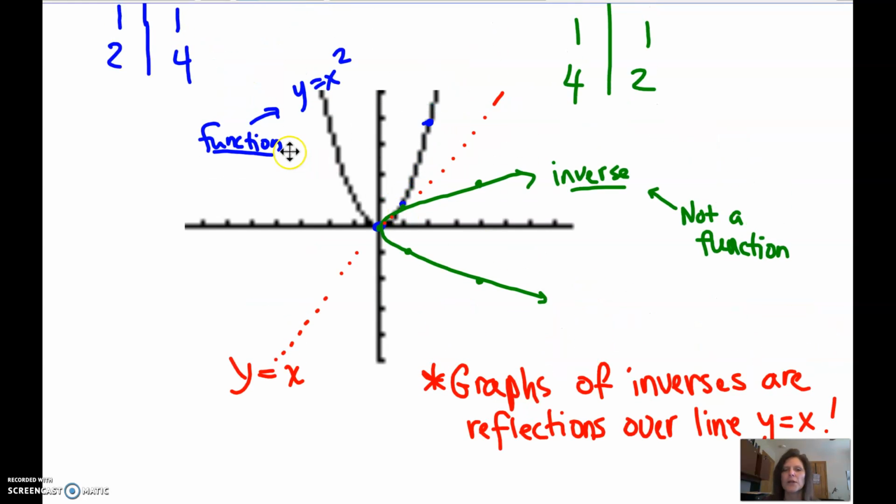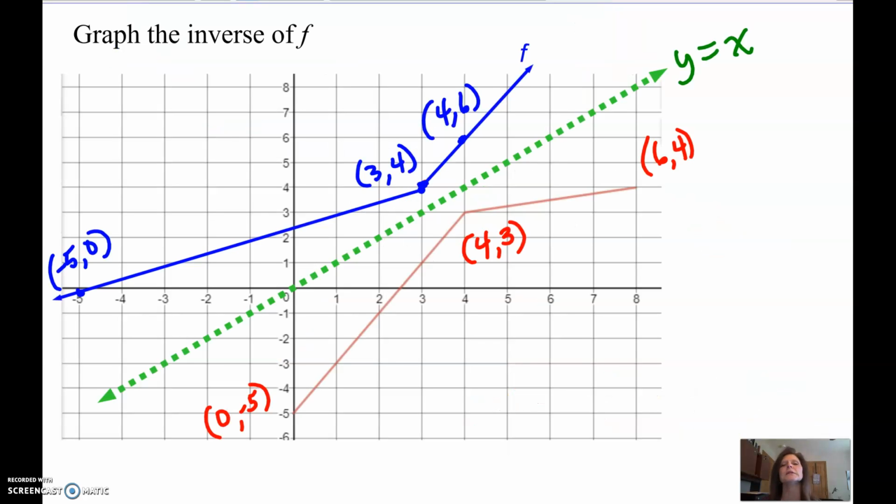Something else to note is that although y equals x squared is a function, its inverse is not, because it would fail the vertical line test. Okay, so the rule is that if you have a function that's one-to-one, it will have an inverse that is a function. If it's not one-to-one, its inverse won't be a function.